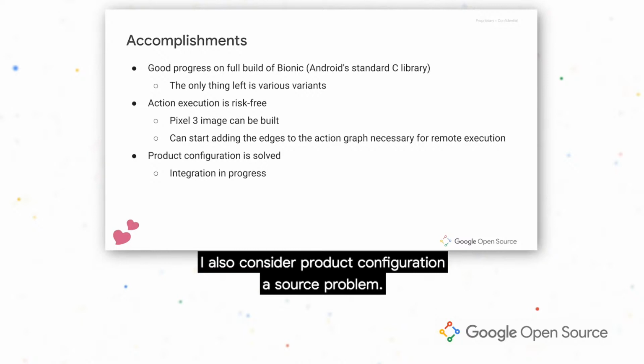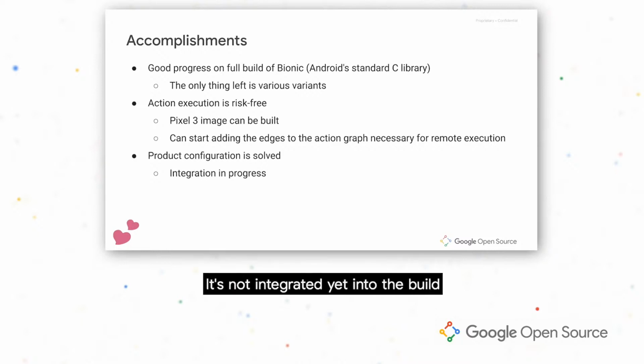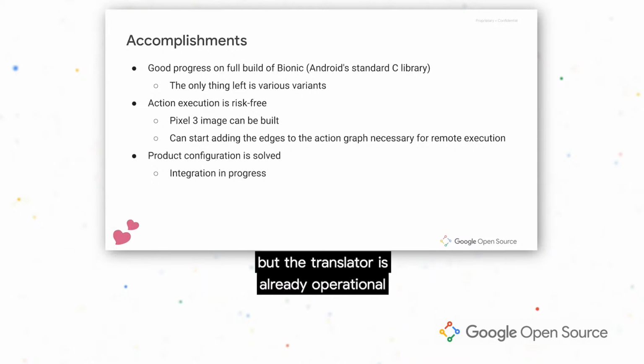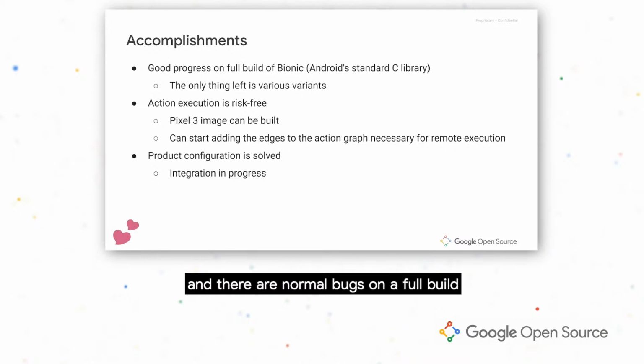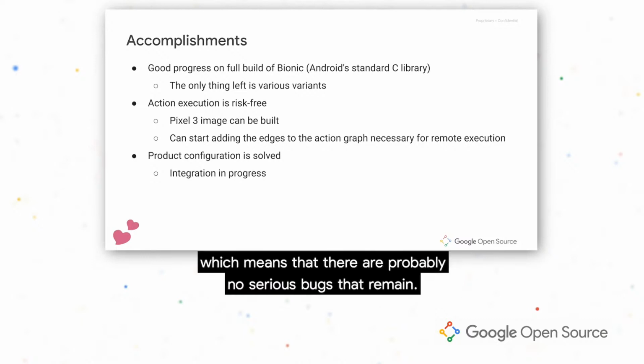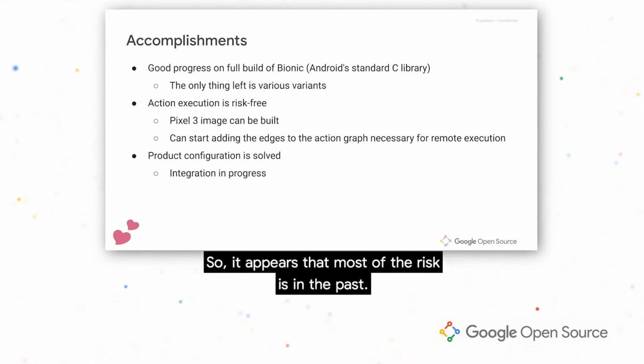I also consider product configuration a solved problem. It's not integrated yet into the build, but the translator is already operational, and there are no known bugs on a full build, which means that there are probably no serious bugs that remain. So it appears that most of the risk is in the past.